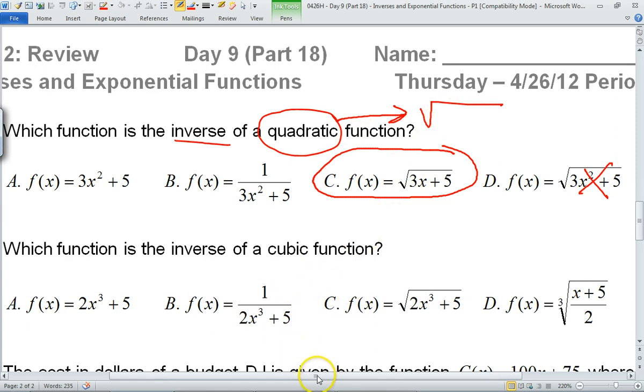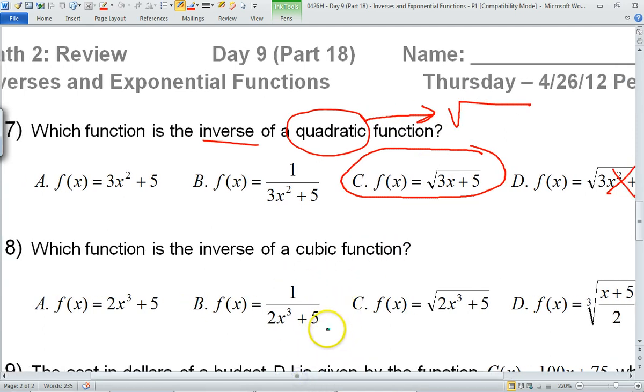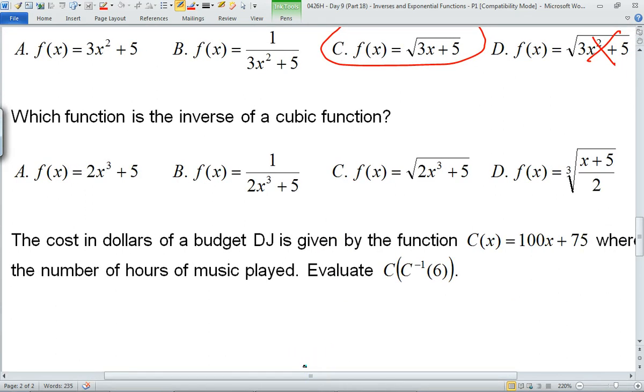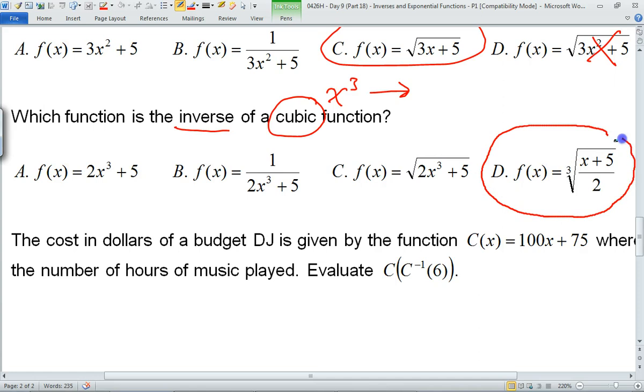Okay, one more. Look at number 8. Look at these choices. Take a minute to think. Which one of these is the inverse of a cubic function? All right. It looked like everybody understood that the answer was going to be D. The inverse of a cubic function is a cube root function, and D is the only one that is a cube root function. Okay?